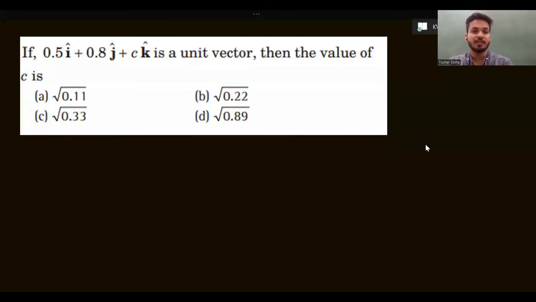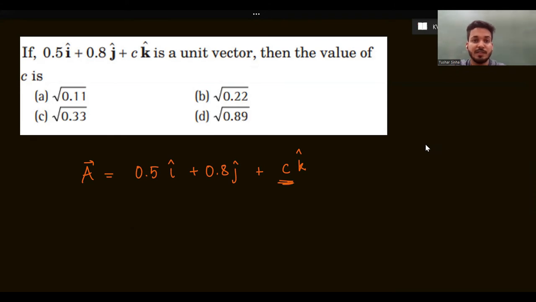Okay, so the question is saying we have a vector like this. Let's call this A vector. A vector we have as 0.5 i cap plus 0.8 j cap, and this z component we do not know. So they are saying this is equal to c times k cap, and they're asking us to find out what is the value of c. The only thing that is given is that this A vector is a unit vector.